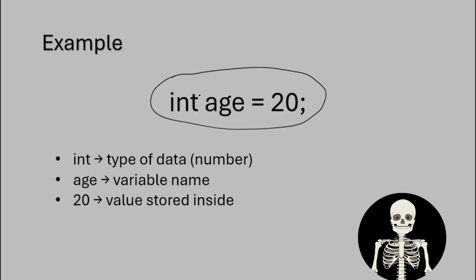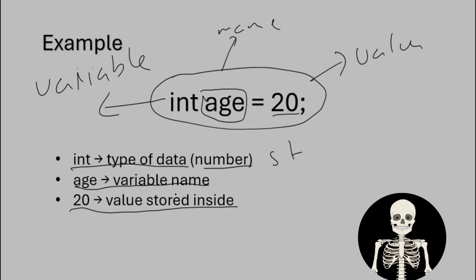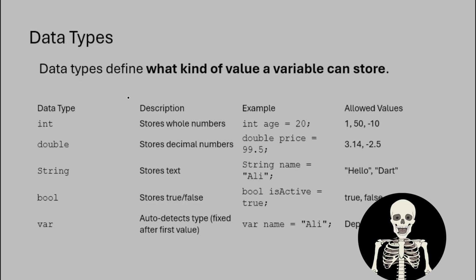So this is an example to explain how it works. The example we take is int age = 20. First we write the data type, after that we write its name, and after that we write its value. So int is a type of data which stores numbers. Age is the variable name and 20 is the stored value. So this is an example of what a variable is.